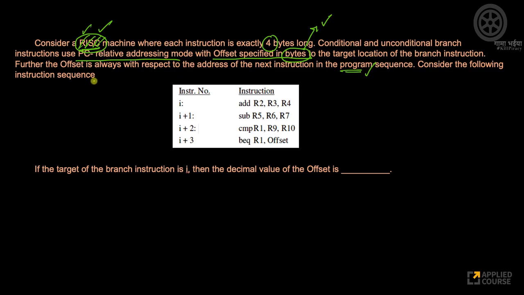Consider the following instruction sequence. I have instruction 0, 1, 2, 3. If the target of the branch instruction is I, look at this. I have some add instruction, some subtract instruction, some comparison instruction. This is branch if equal. BEQ has to be read as branch if equal. This is like jump, like jump if these two are equal or something like that. We don't have to understand this.